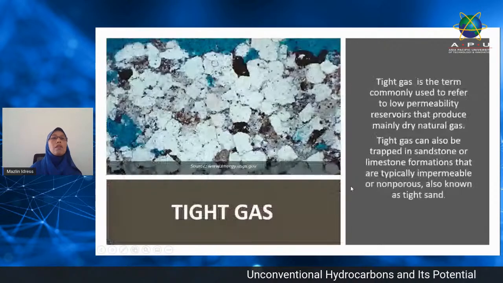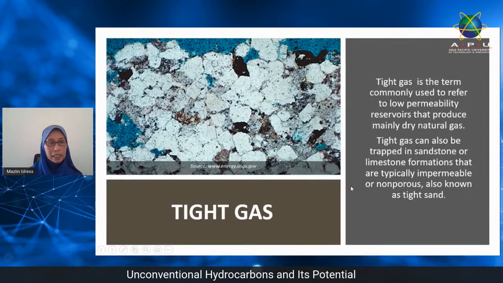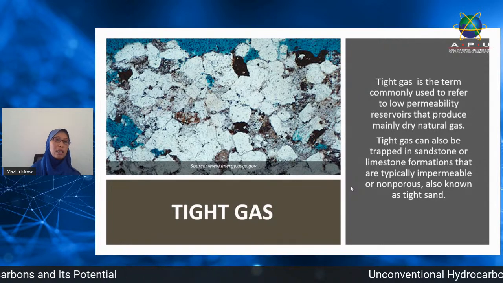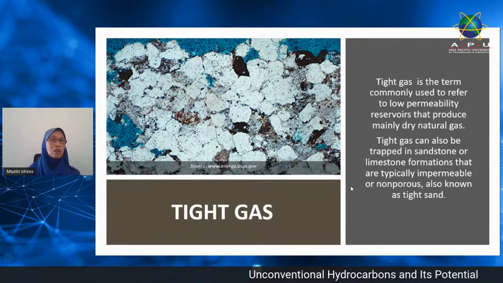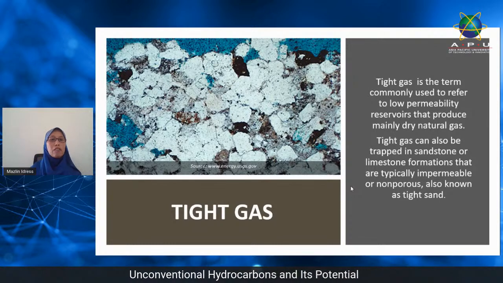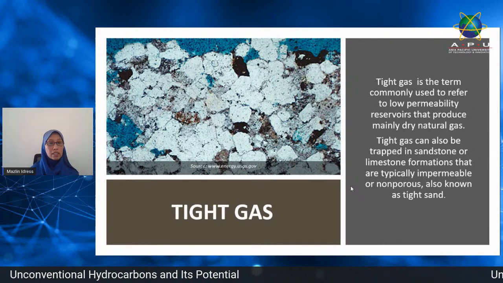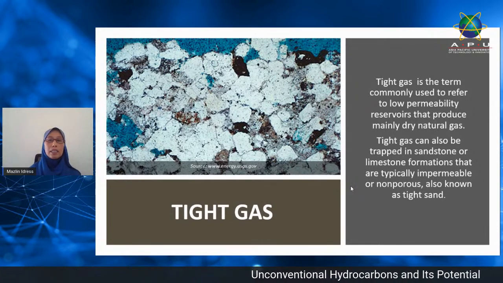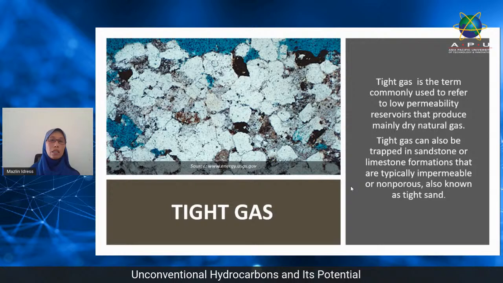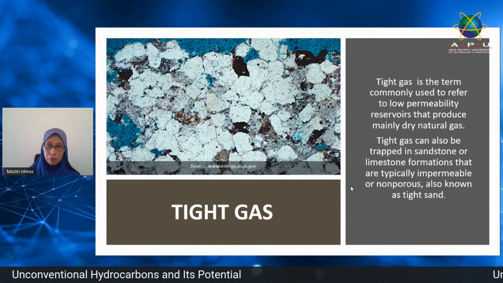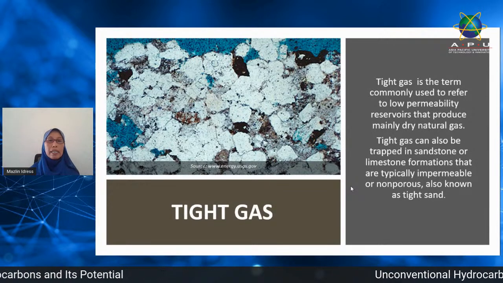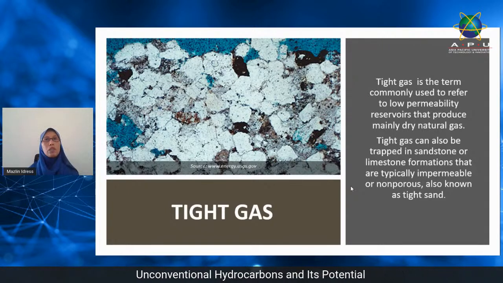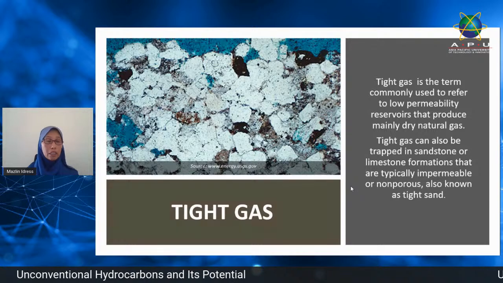Then this is how tight gas looks. It's tight sand, where the tight oil and gas reside. This is taken from usgs.gov. Tight gas is the term commonly used to refer to low permeability reservoirs that produce mainly dry natural gas. So when you produce gas from a tight sand, you are producing dry natural gas.